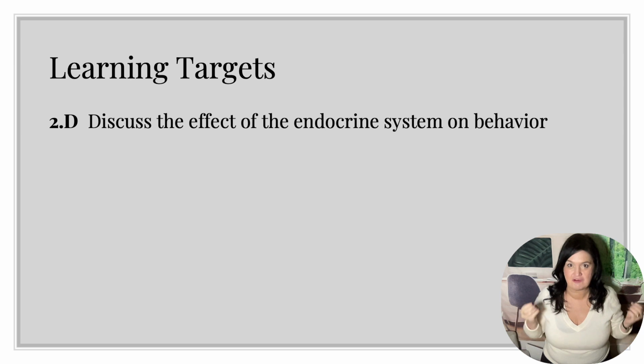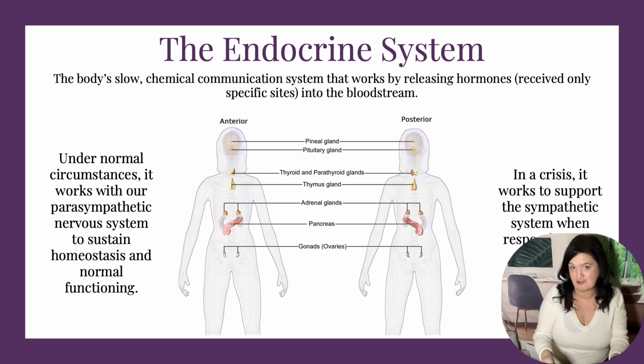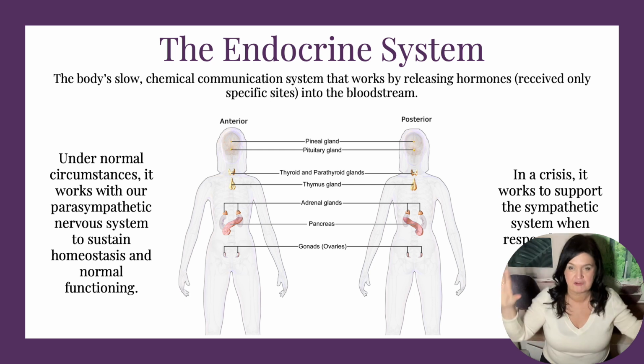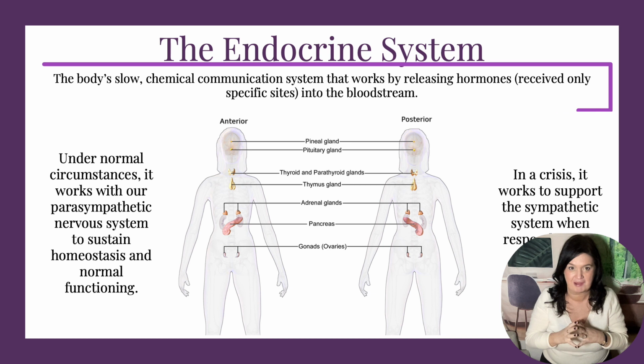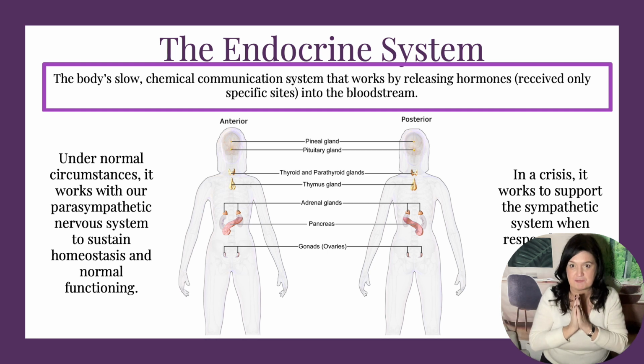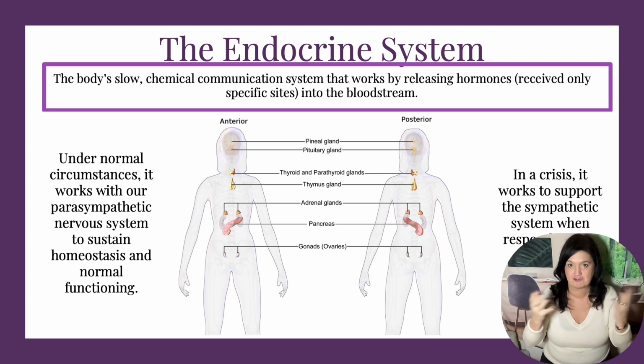Our biggest learning target is understanding the endocrine system, of course, but also how it has an effect on your behavior. So what is the endocrine system? Well, it's the body's counterpart to the nervous system. If the nervous system is an electrochemical superfast, almost like electricity going through the body, then the endocrine system is the body's slower, more chemical-based communication system, working by releasing hormones received only at specific spots within the body into the bloodstream. Okay, so if the nervous system works through neurons, through our nerves, right, then the endocrine system works through our bloodstream with our hormones.